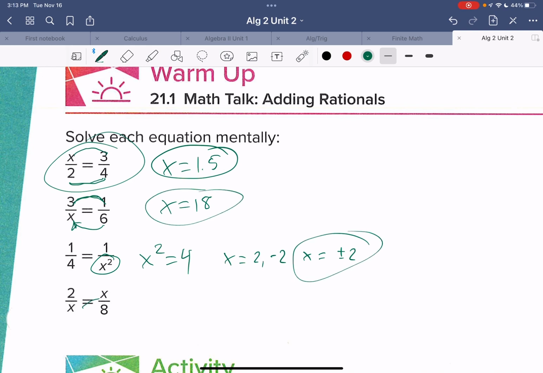This one also has two answers. Each one of these needs to be a half. So if I put a 4 down here, 2 over 4 is a half, and then 4 over 8 is a half. So x is equal to 4, but also negative 4 works as well. So x, again, is plus or minus 4.